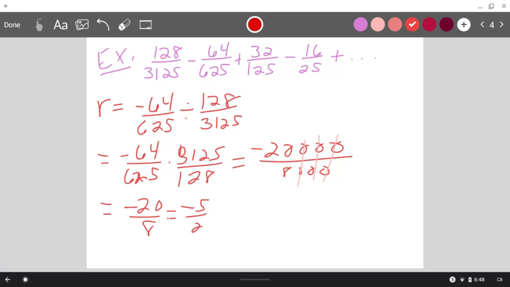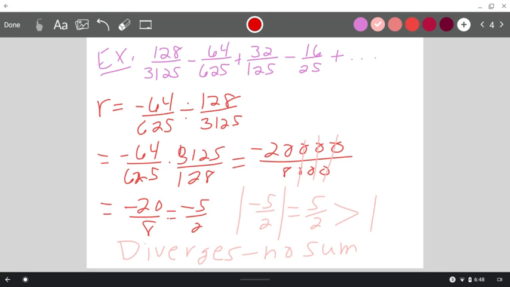So we need to check that the absolute value of negative 5/2 is positive 5/2. That's greater than 1. So this series diverges. There's no sum. It cannot be calculated.